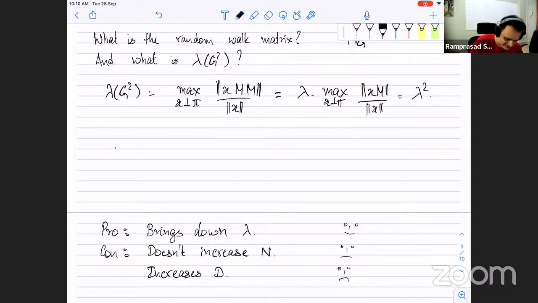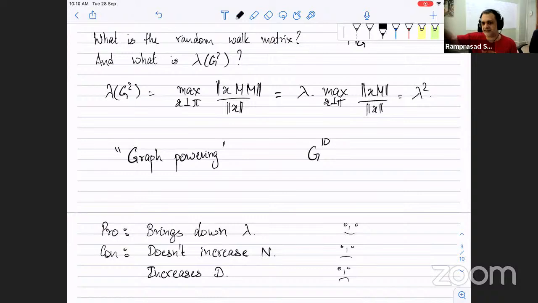In general, this thing is called graph powering. You can imagine what G power 10 means. Every edge in G power 10 corresponds to a 10-step walk in the graph G. The random walk matrix will be M power 10. The eigenvalues will all become lambda power 10, and so on. So this is just called graph powering. Graph powering in general will not change the number of vertices, but it will bring down lambda at the cost of increasing the degree.